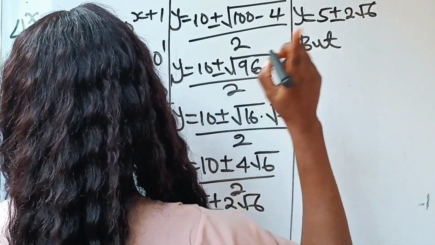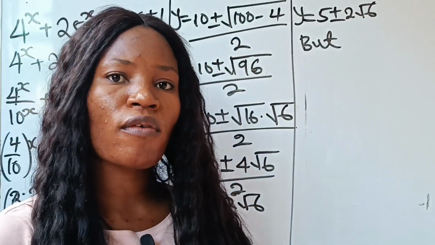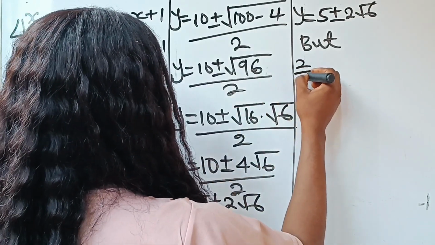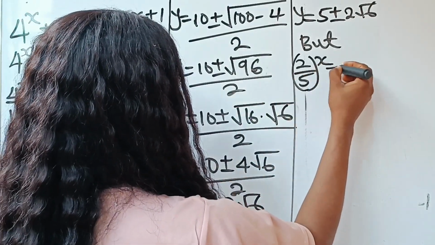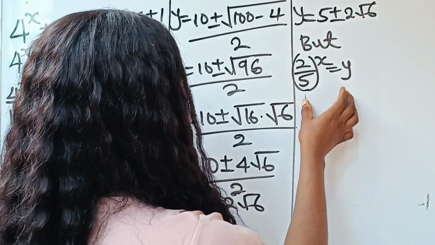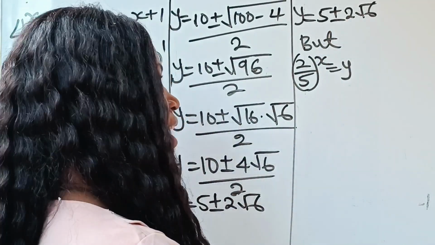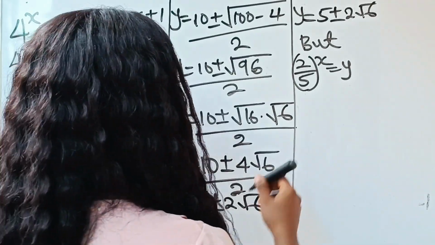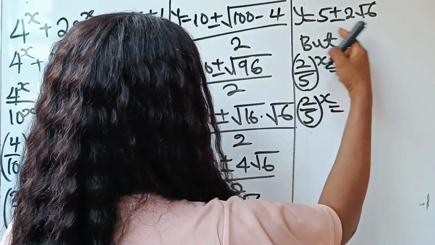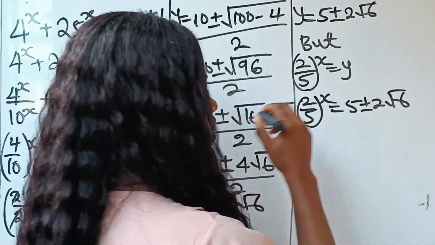But recall where we said let 2 over 5 to the power of x be equal to y. I think I've cleaned that. Okay, so what we are going to do, we are going to equate this to this, and then we solve to get the value of our x. So we have 2 over 5 to the power of x is equal to y, which is what? 5 plus or minus 2 root 6.